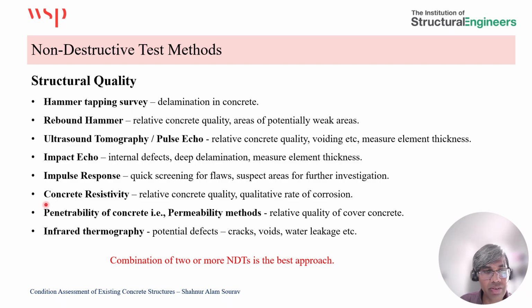We can do concrete resistivity. I should say the concrete resistivity is particularly important when it comes to concrete quality, but also it can provide us information about the qualitative rate of corrosion. We have talked about the permeability methods, relative quality we can get from the permeability methods, infrared tomography. So in the majority of cases, if we combine two or more NDT, this is my preference. This is the best approach when it comes to identifying the structure's quality in the concrete.